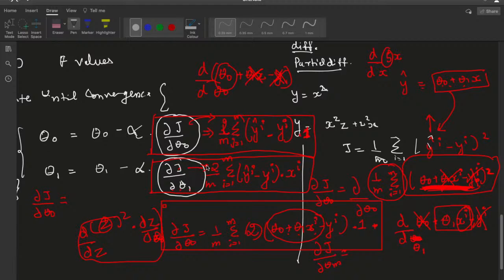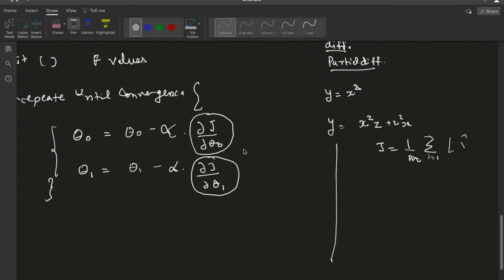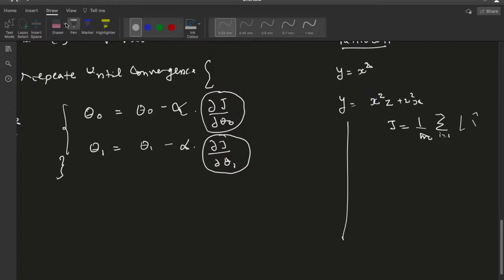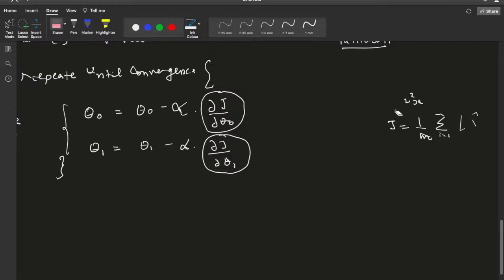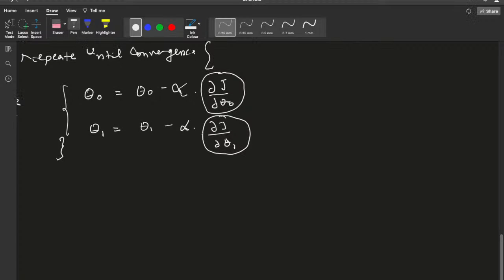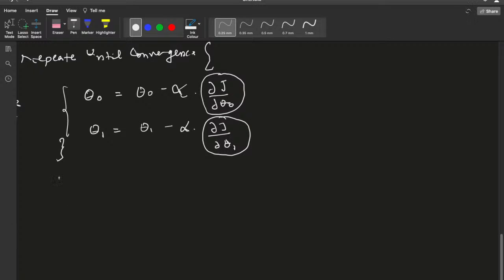Okay, so I'm erasing these derivations. I'll just simply erase this part. I do not need this thing. Fine. Okay. So I got these equations. So I'll just simply write now what is the updation rule.